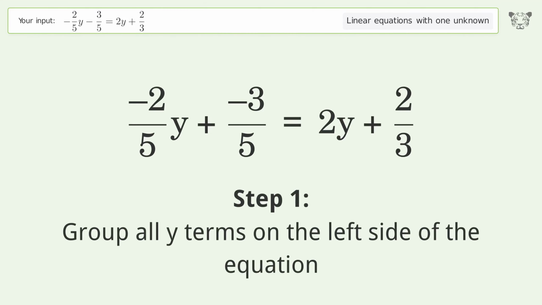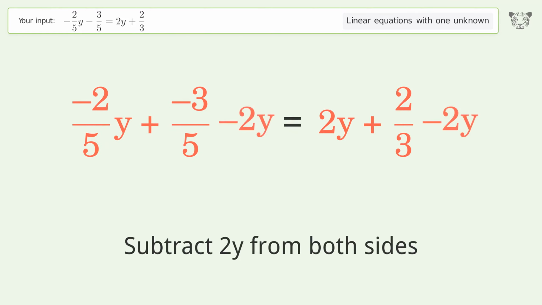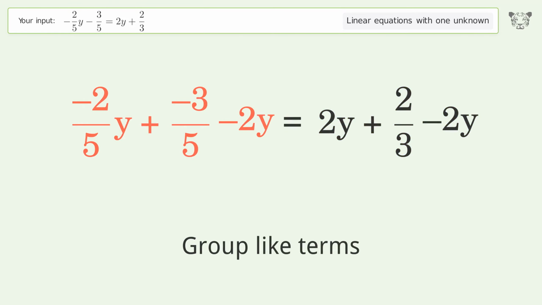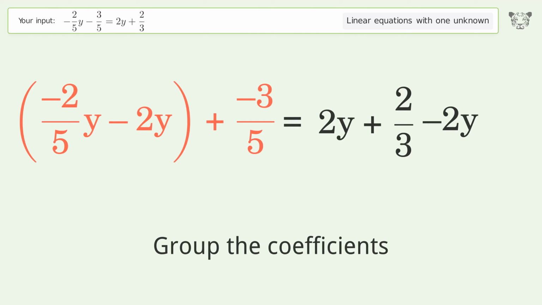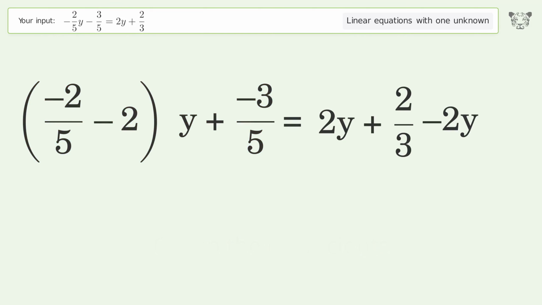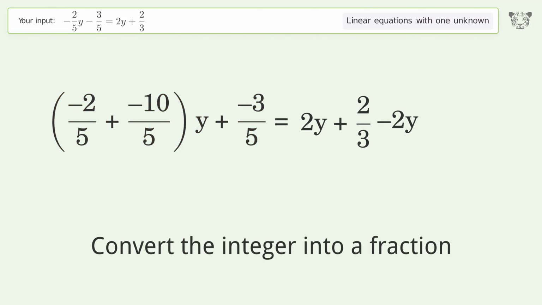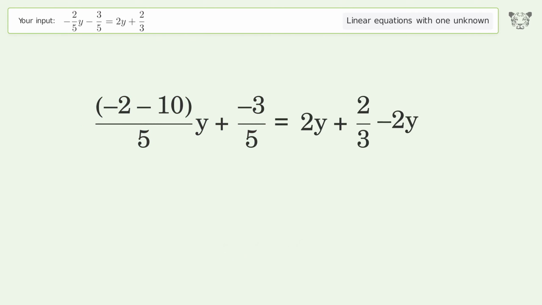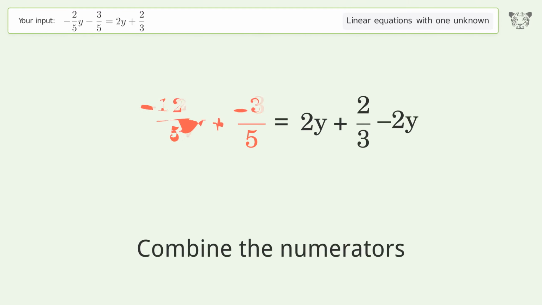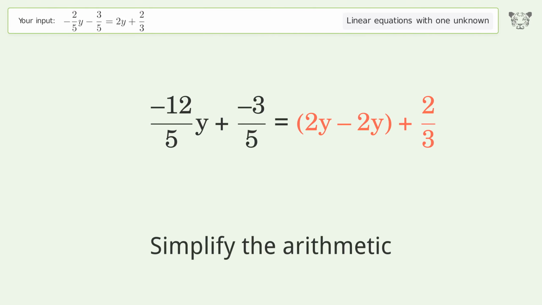Group all y terms on the left side of the equation. Subtract 2y from both sides. Group like terms. Group the coefficients. Convert the integer into a fraction. Combine the fractions. Combine the numerators. Group like terms. Simplify the arithmetic.